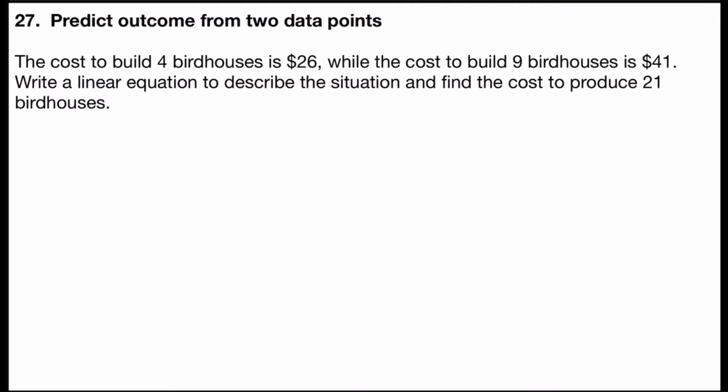So the function is not given to us in this problem. However, we have 2 pieces of information which will lead us to writing 2 data points. The cost to build 4 birdhouses, which would be the x, is $26, which would act like the y coordinate. And the second situation, x is 9 birdhouses, and that cost is $41. Now that I have those 2 points, I can write my linear equation.